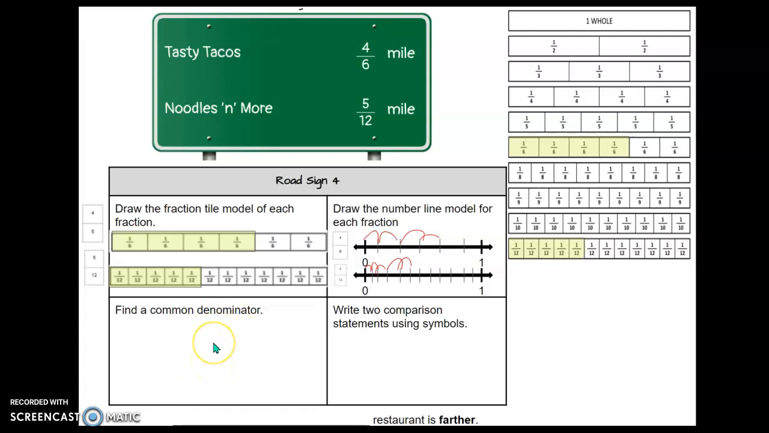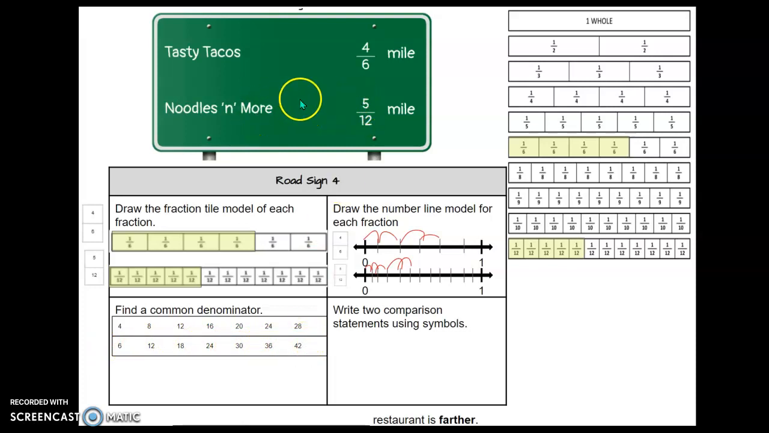Whenever I find my common denominator, I'm still going to skip count. But you'll notice that for our numerator, we skip count by whatever our numerator was. We had 4s here, so I'm going to skip count by 4: 4, 8, 12, 16, 20, 24, 28. And for my denominator, I'm going to skip count by my denominator, which is 6: 6, 12, 18, 24, 30, 36, 42.